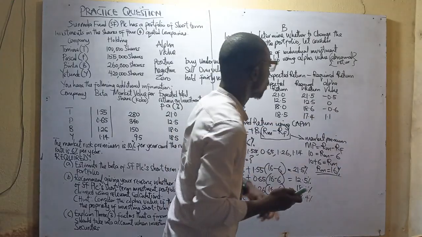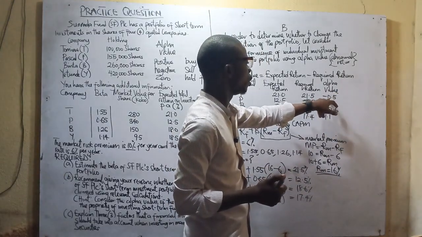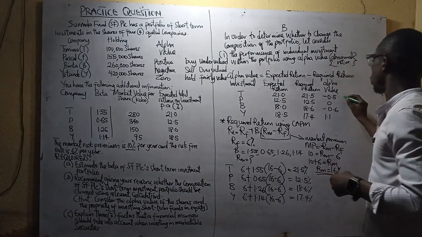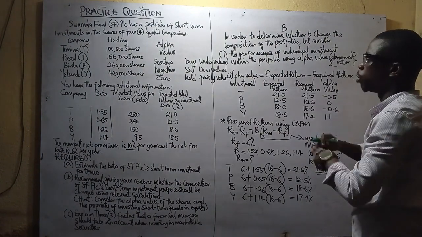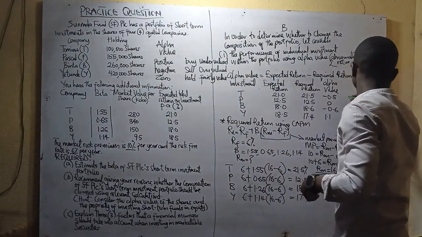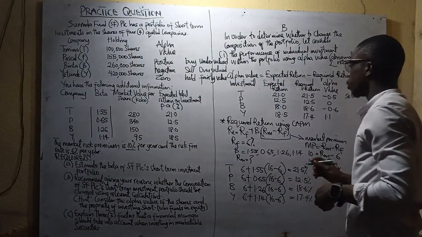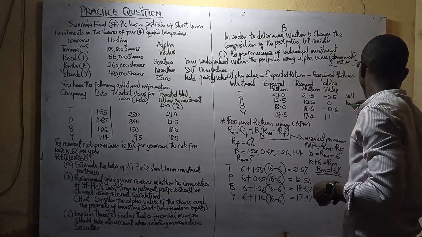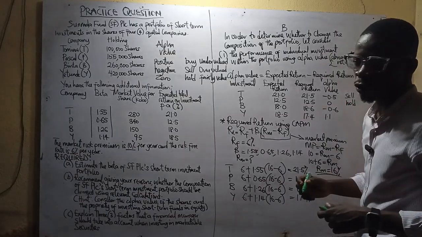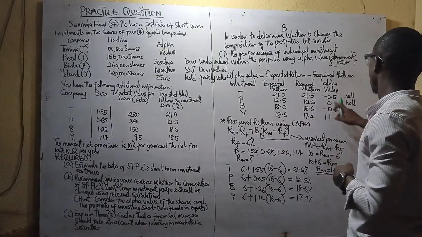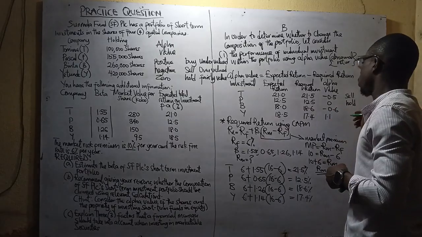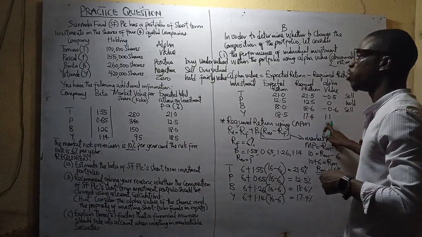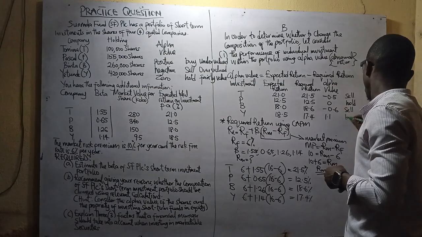So look at it now. We have alpha value here to be minus 0.5. It means that investment T should be what? Minus. It means it should be what? Sell it. P gives us an alpha value of 0. What do we do? We hold because it is fairly valued or fairly priced. B gives us an alpha value of minus 0.6. It means we should do what? Sell. And Y is a positive figure. It means that we should buy more of investment Y.